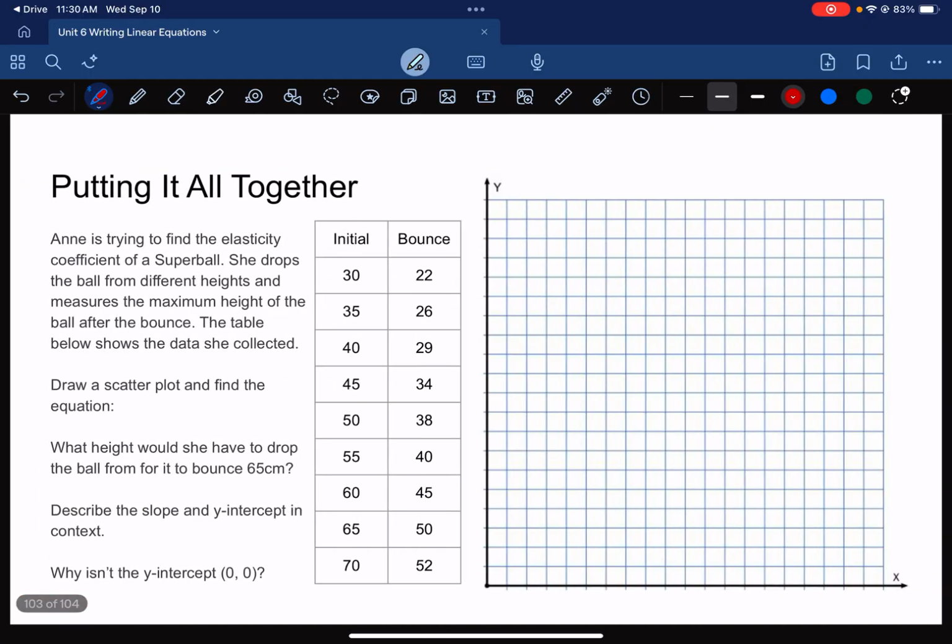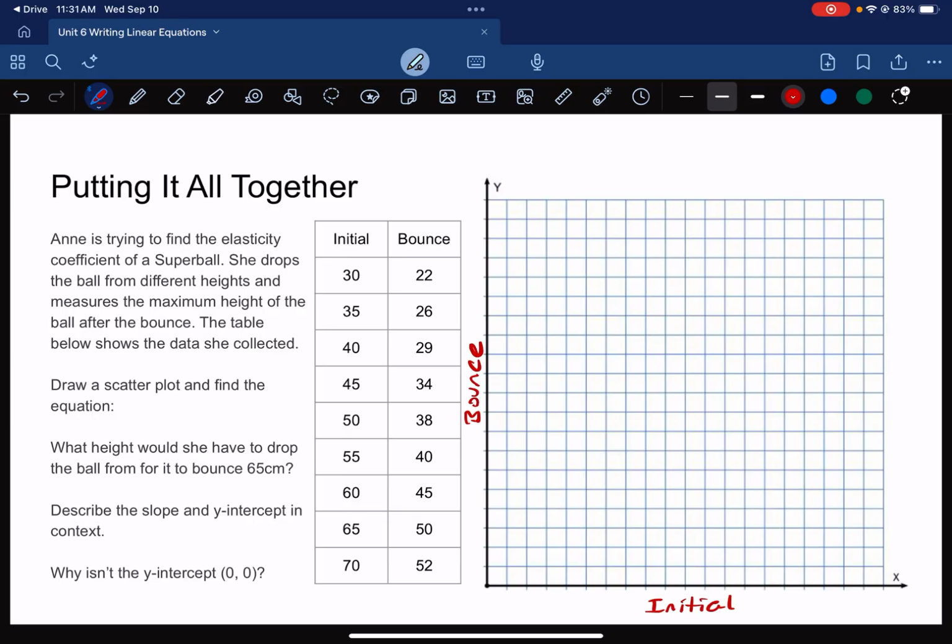All right, how about some context now? So Anne is trying to find the elasticity coefficient of a super ball. She drops the ball from different heights and measures the maximum height of the ball after the bounce. The table shows the data she collected. So we're going to do this as the initial, and then this is after the bounce. And we have to choose a good scale here, right? It says, draw a scatter plot, find the equation.